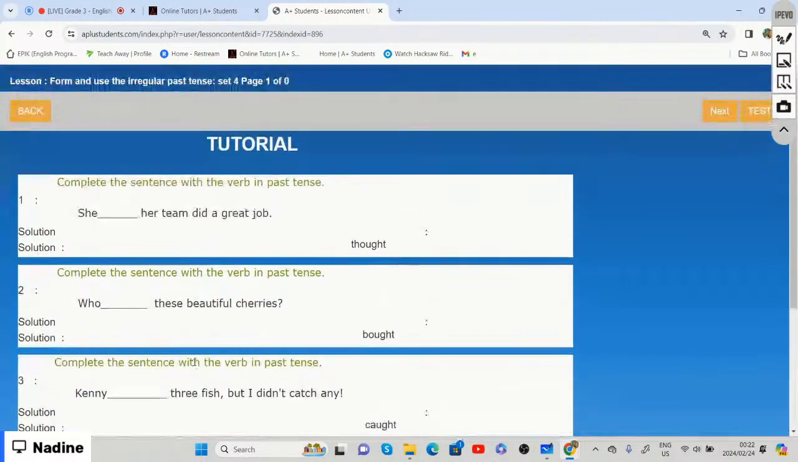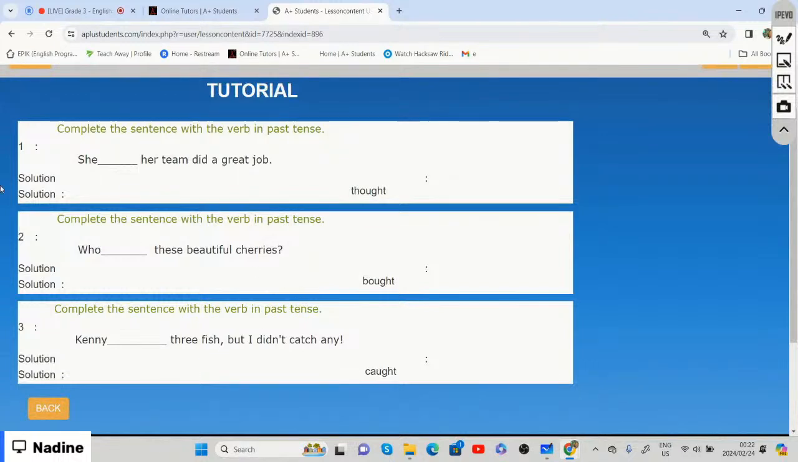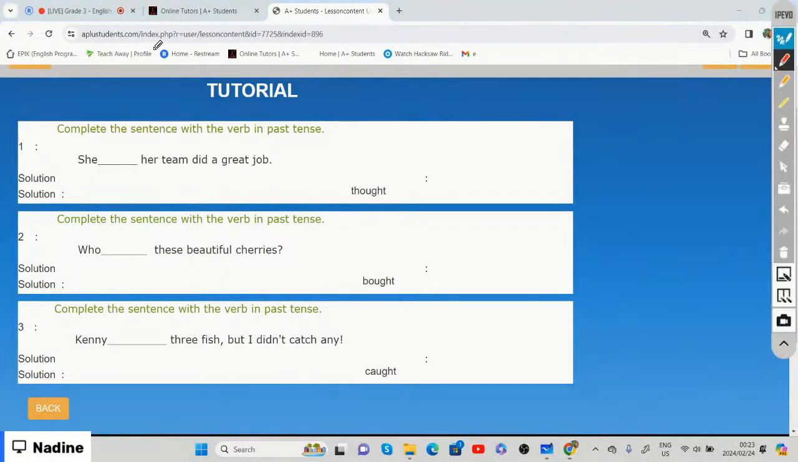All right. So we need to complete the sentence with the verb which is in the past tense. It says her team did a great job. Do we say that she think her team did a great job, or she thought her team did a great job?